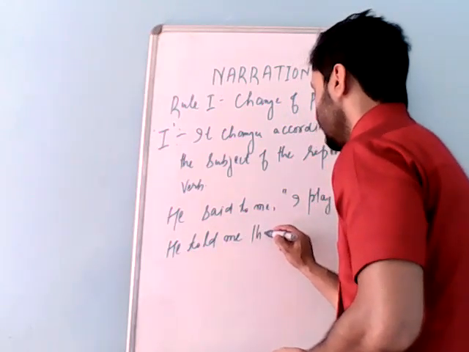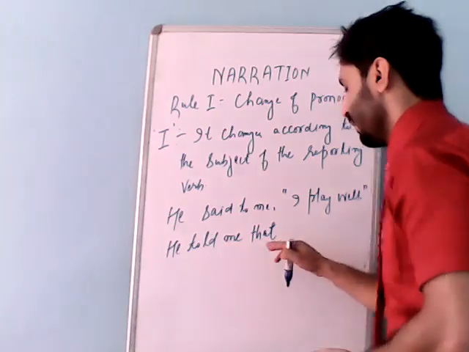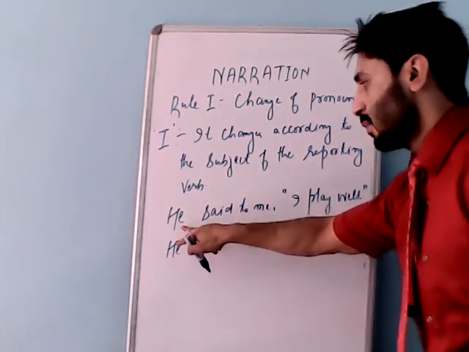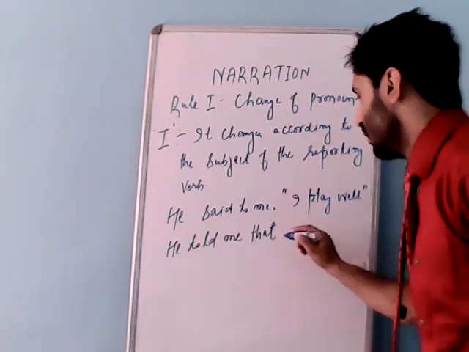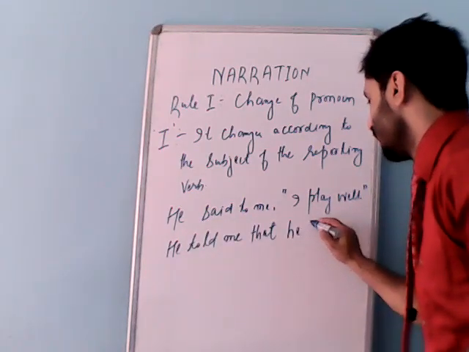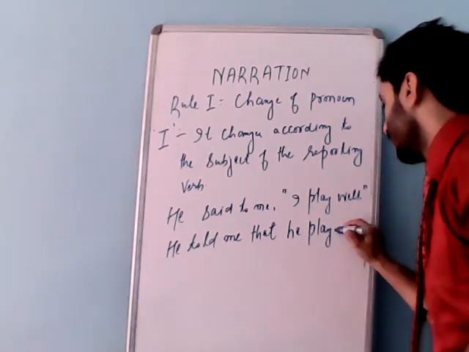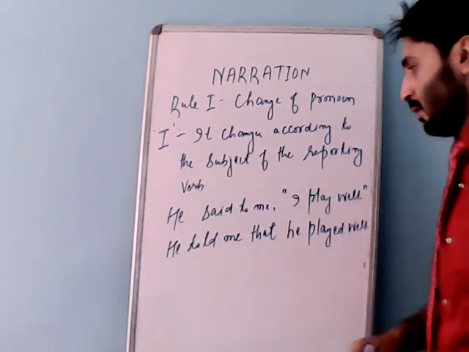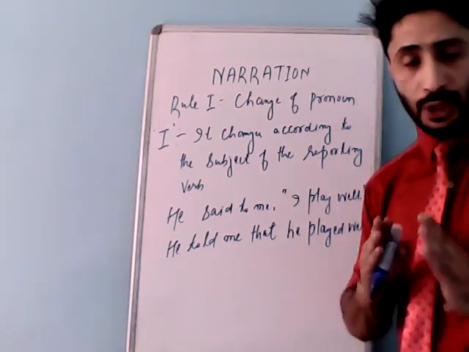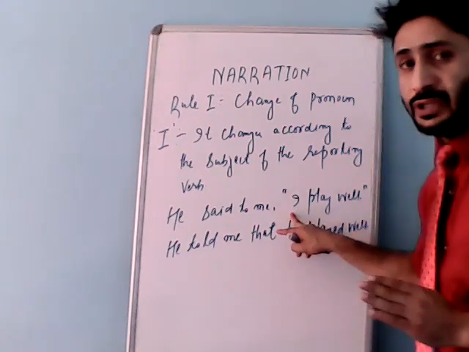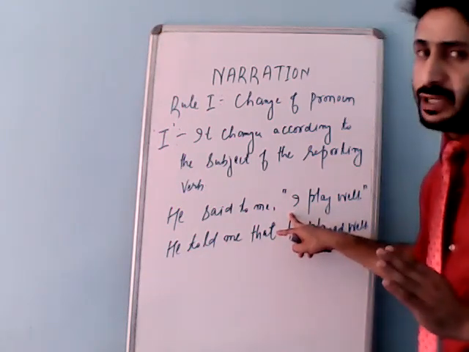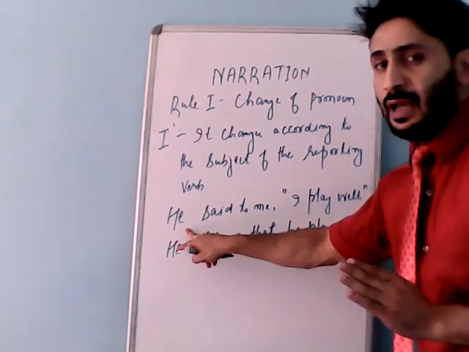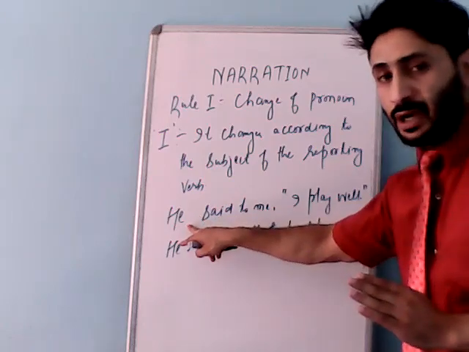He told me that, okay, now I have the pronoun I, I will check what is the subject in the reporting verb. It is he, so it will change to he. He played well. So whenever you have a pronoun I in the reported speech, when you change a sentence from direct to indirect speech, check the subject of the reporting verb and it will change to that pronoun.